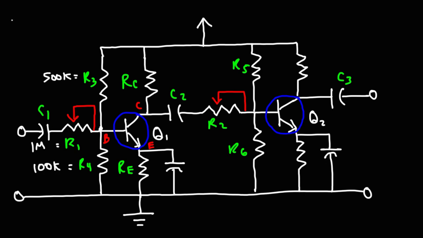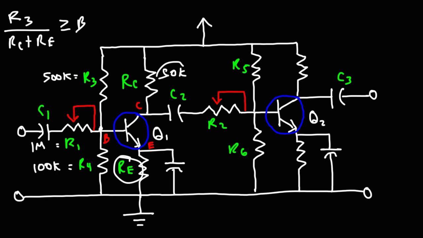So what I'd like to do is make sure that the base resistance, which in this case is R3, the ratio of the base resistance to the sum of RC and RE, is equal to or greater than beta, so that the current gain is not limited by those resistors. So let's say, for instance, if RC was 50K and R3 is 500K, and let's say RE is relatively small compared to RC, then beta will be limited by these two resistors.